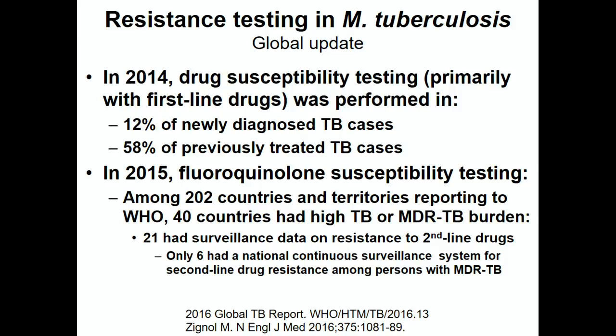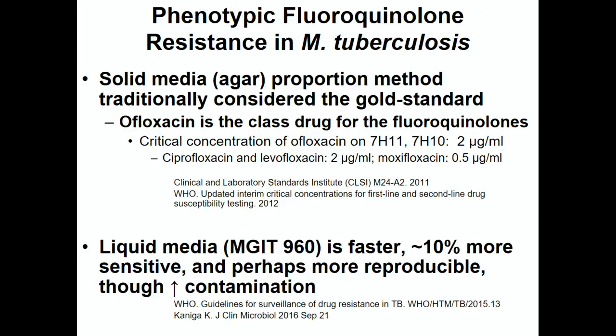Well, in 2015, there were 202 countries and territories reporting to WHO. 40 had high TB or MDR burden, and so they're the ones where WHO has focused most closely. 21 of the 40 had surveillance data on resistance to second-line drugs, but only 6 had a national continuous surveillance system for second-line resistance testing among people with MDR. So we really do not have a truly representative grasp on resistance, but that's true of quinolones as well as other drugs.